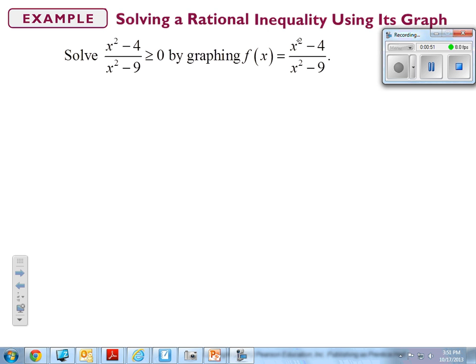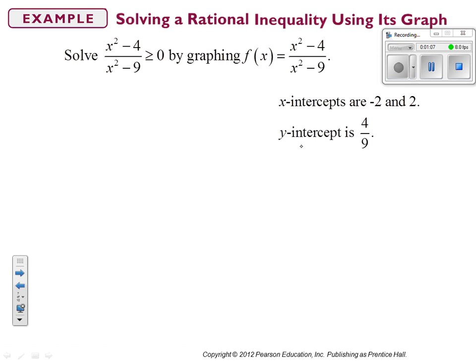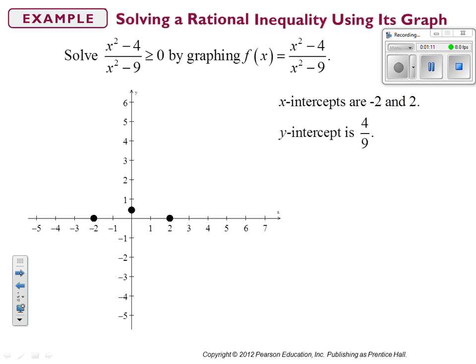We also know that to get our y-intercept, we're going to let x be 0. And if x is 0, then these two x squares are both going to 0, and we get negative 4 over negative 9, which simplifies to 4/9. So that's our y-intercept. X-intercepts are negative 2 and 2. We can plot those on the graph. And then, like I said, the vertical asymptotes are at plus and minus 3.